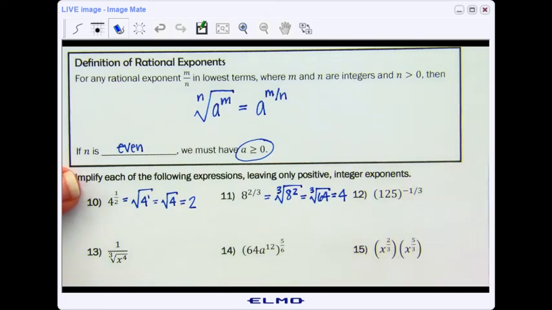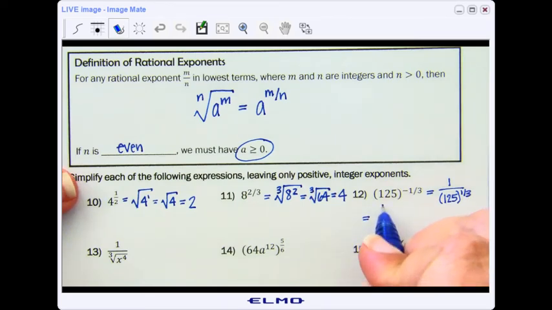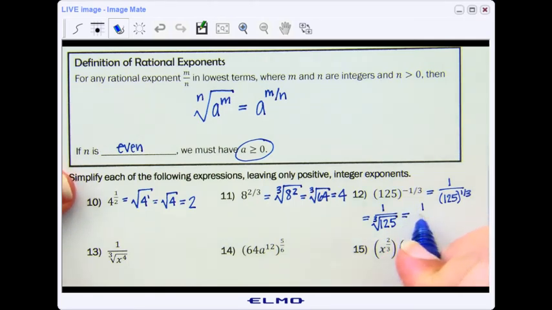In number 12, the negative exponent means it's actually on the bottom of the fraction, and 125 to the 1/3 power means the cube root of 125. 125 is a perfect cube, so this is 1 over the cube root of 125, which is 5.